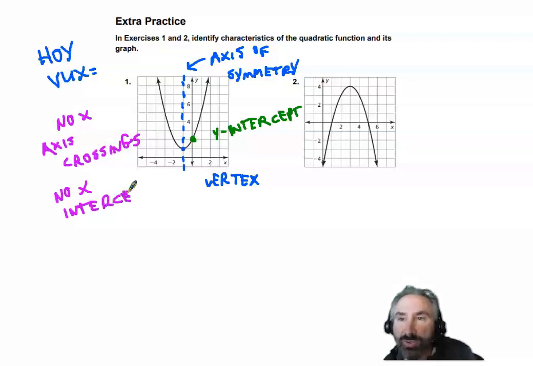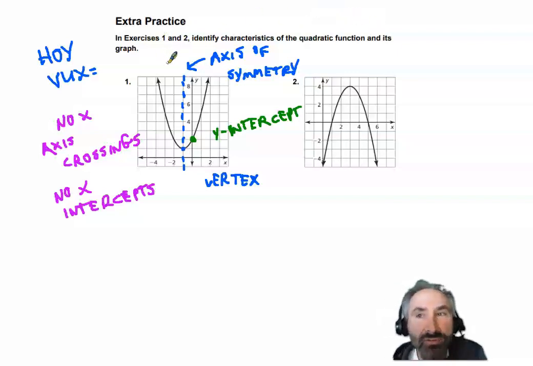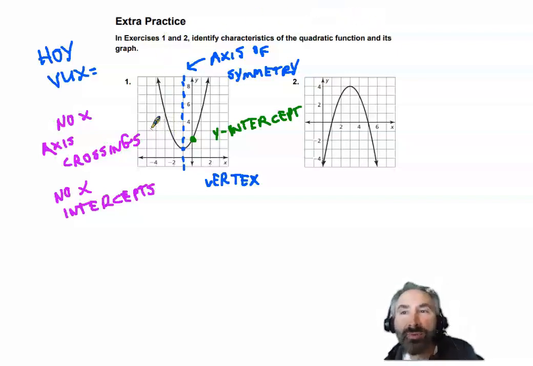And those are the sorts of things that I'm going to be asking you about in the future when I ask you to identify characteristics of a quadratic function and its graph. I'll want you to be able to tell me where the vertex is. What are the coordinates of the vertex? I'd like you to be able to tell me where the y-intercept is and what the coordinates are. I'd like you to be able to tell me what the equation of the axis of symmetry is.